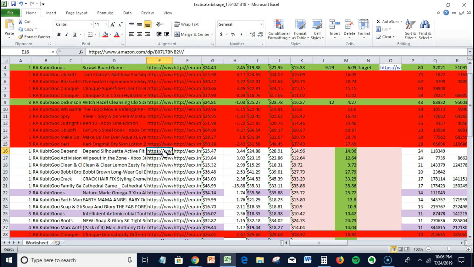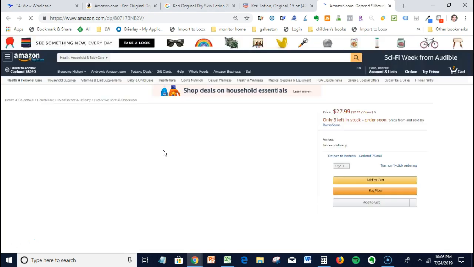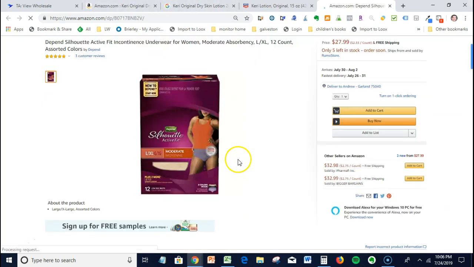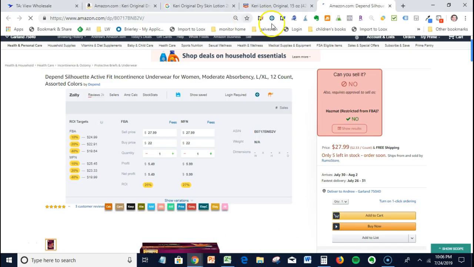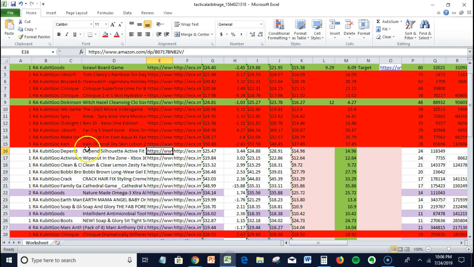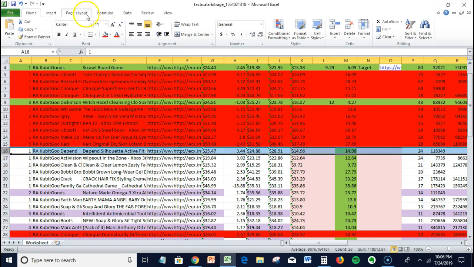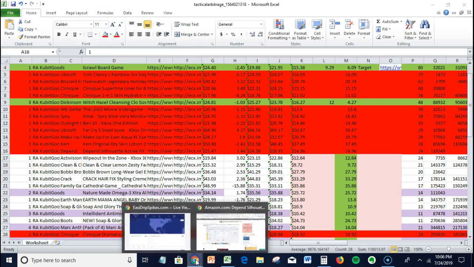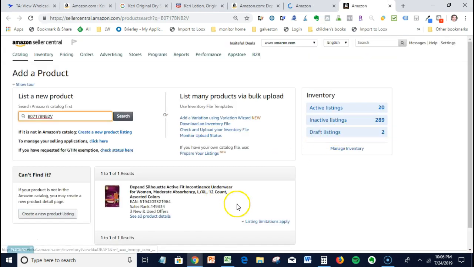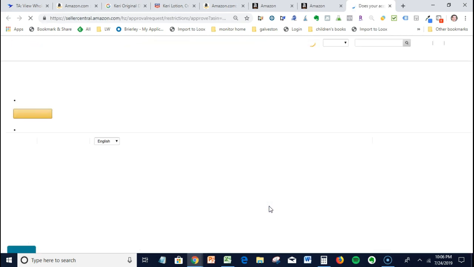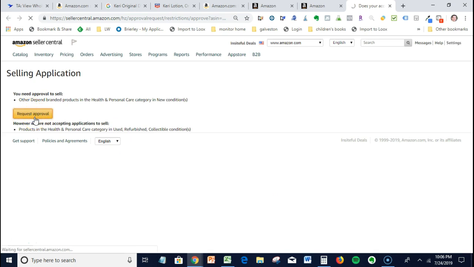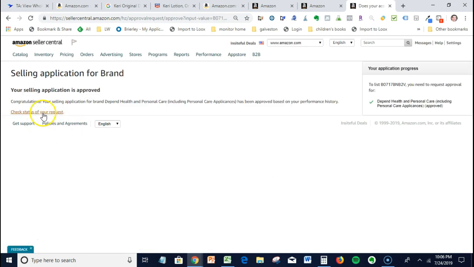Okay, let's look at this. The profit's $15 on this. Let's see if we can sell it. $15, 1 pack. Can't sell it. Can't sell it. So, Depend, cannot sell it. Just for kicks, let's see if we can go through this process and get approved. Usually with a big brand like that, it's not going to happen. But you never know. Oh, look at that.